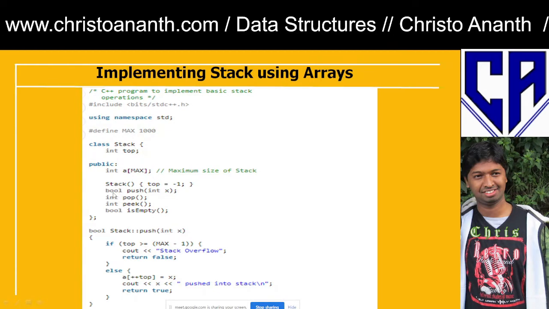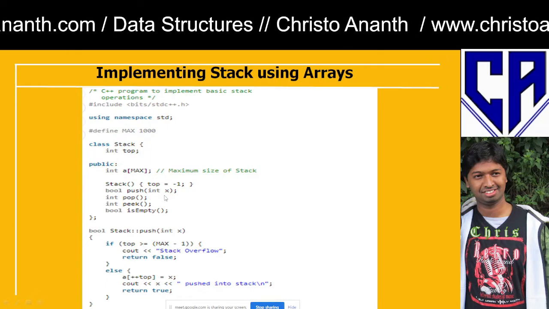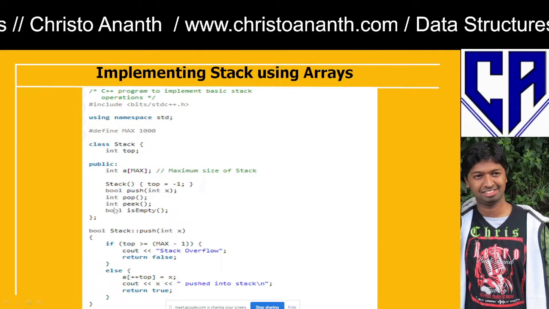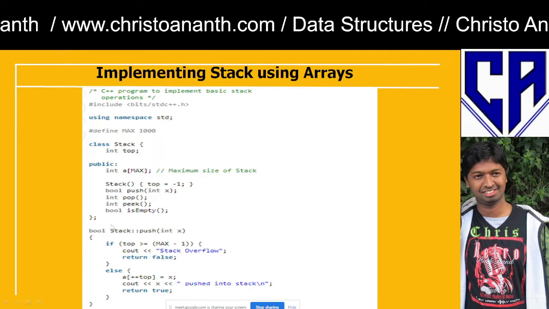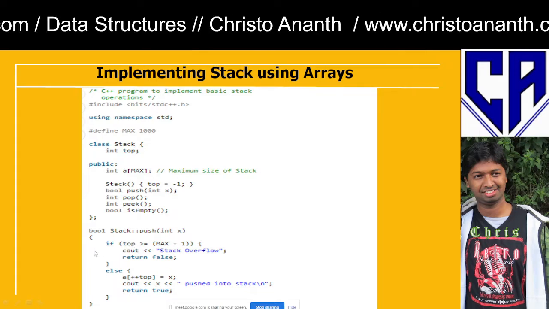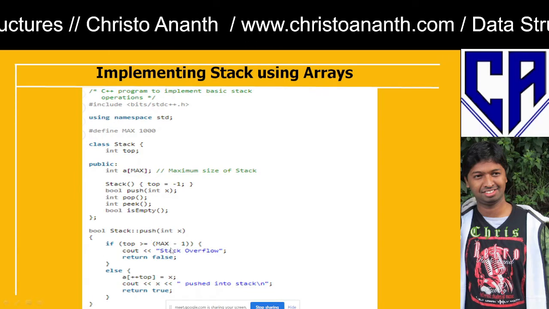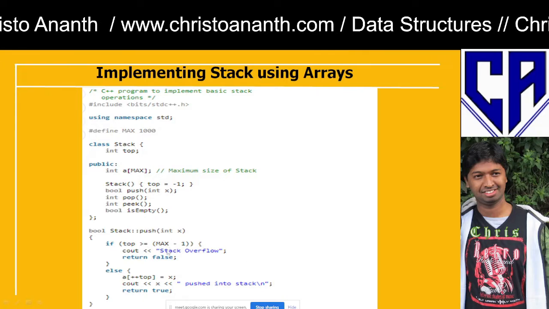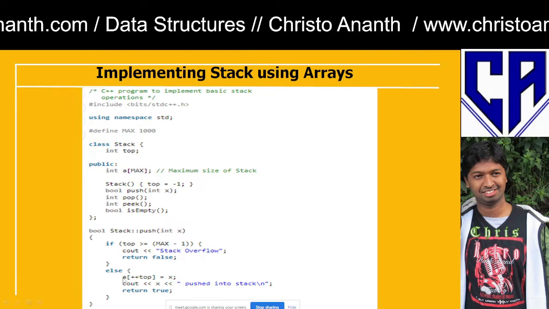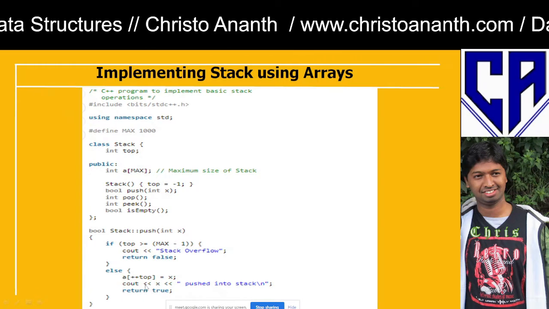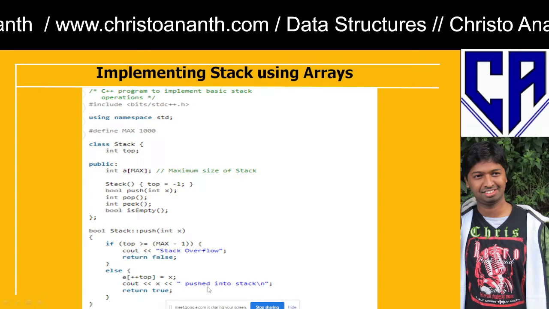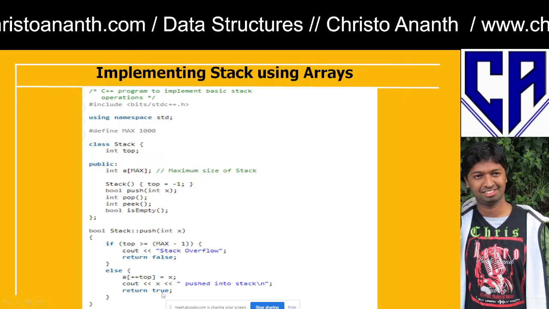And then you define the push operation, which is bool push(int x), and then int pop(), and then int peek(), and then bool isEmpty(). Finally, you are going to close it. Now bool Stack::push(int x): if top is greater than or equal to MAX-1, you are going to print stack overflow, then return false. Else, you are going to do a[++top] = x. You pre-increment the top, then print pushed into the stack, and then return true.